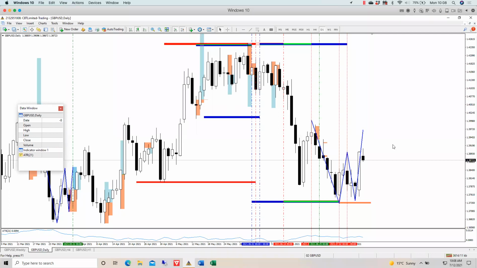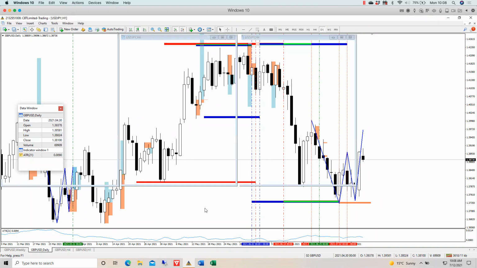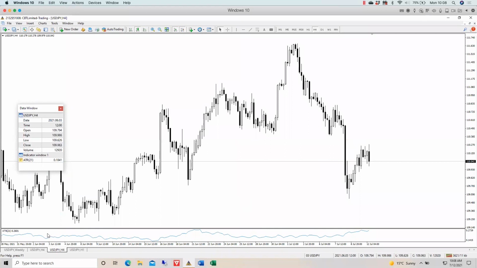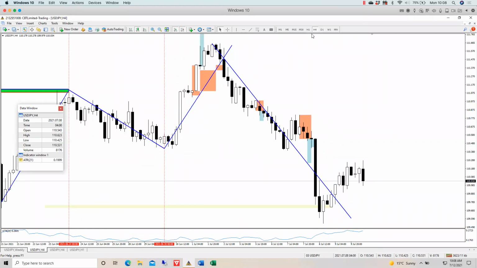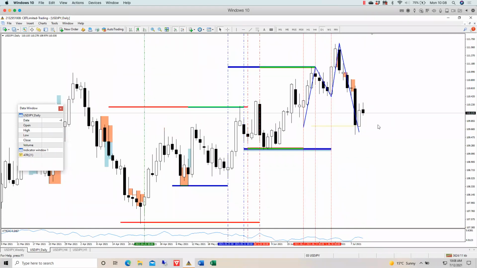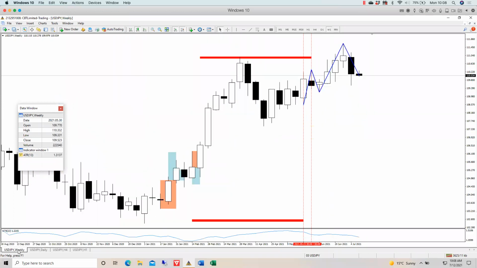Okay, so on neither of these time frames do we have a trend, so we can safely move on from that. And let's just go to the correct time frame here on dollar yen. Looking here at daily, let's go to weekly.